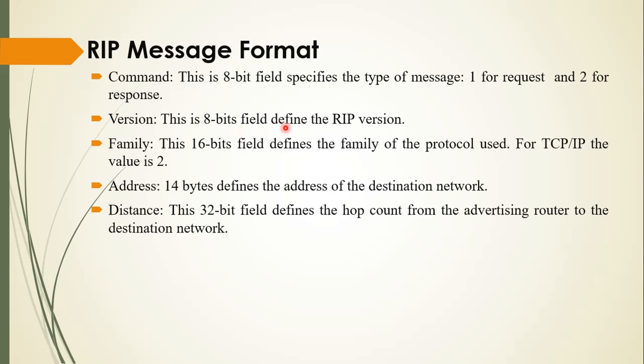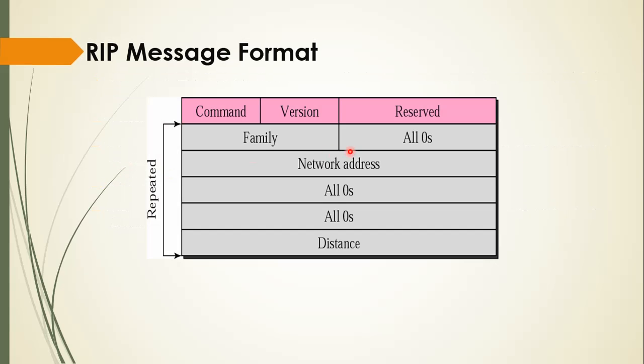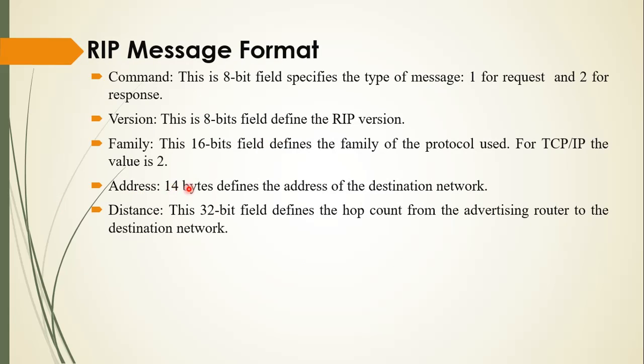Version is an 8-bit field that defines the RIP version. Family is a 16-bit field that defines the family of the protocol used. For TCP/IP, the value is 2. So it defines the family, and we use TCP/IP. Address is 14 bytes and defines the address of the destination network.